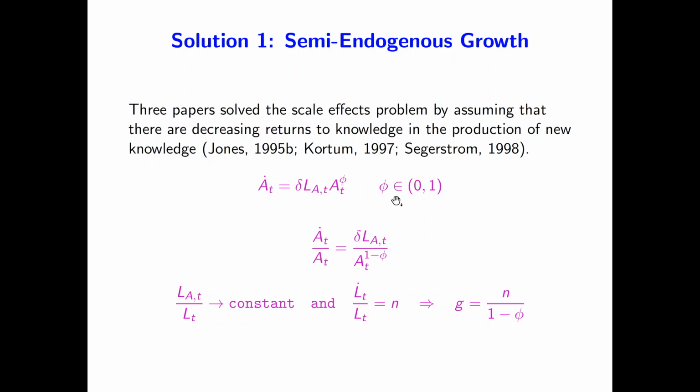Of course, the models presented in these papers are much more complicated than this, but essentially they all have this type of property, phi less than 1. All right. Now, if you write the growth rate, A dot t divided by A_t, this growth rate must be equal to this one for all t, right?